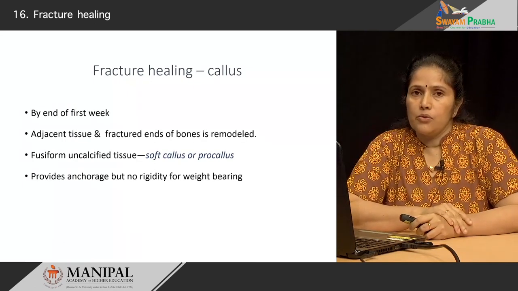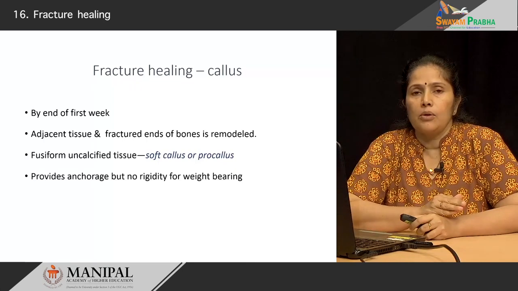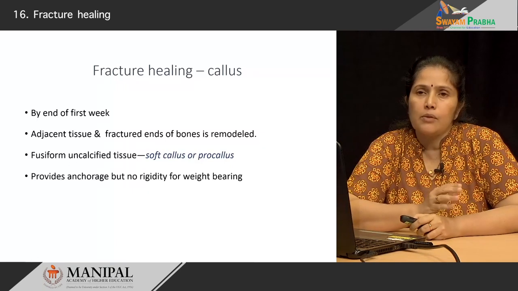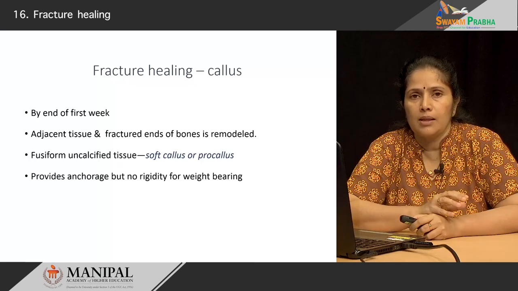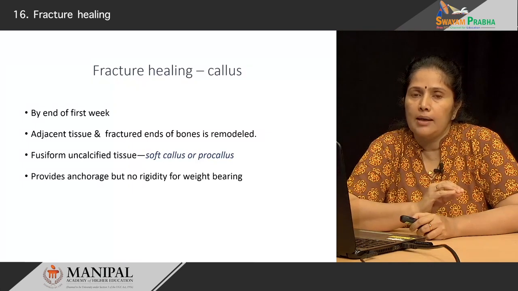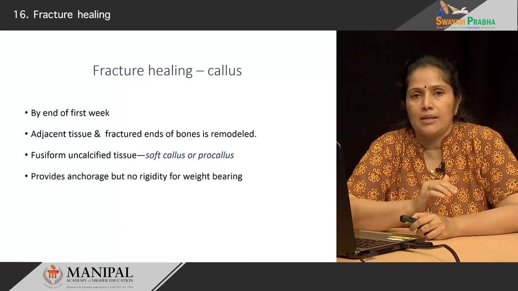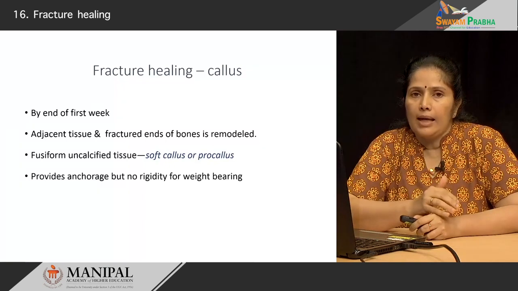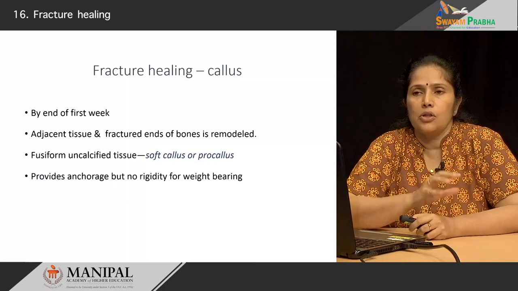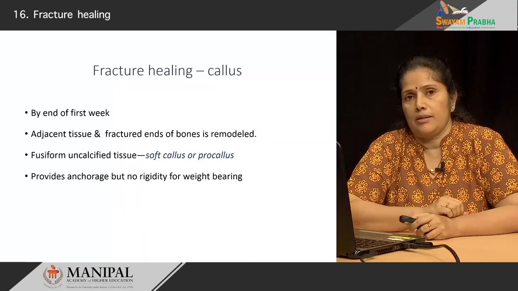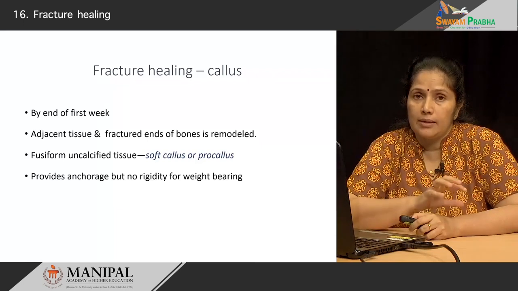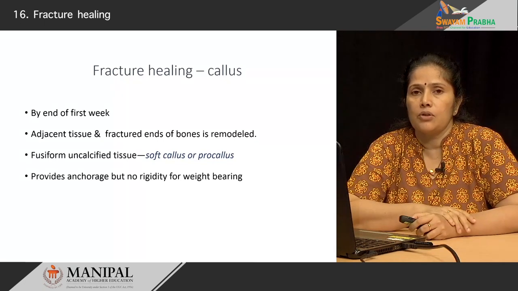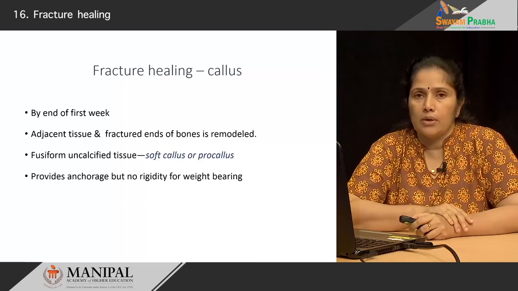We looked at the first two phases, that is formation of hematoma followed by the phase of inflammation. The next phase is the formation of callus, and this callus is initially very soft. By the end of the first week, a good amount of callus is formed. If you look at the surrounding tissues as well as the fractured ends of the bone, these zones are getting remodeled and a fusiform shaped uncalcified tissue is laid down at the fractured site, which means the zone of fracture will be replaced by an uncalcified soft tissue, and this is what is known as the soft callus or the procallus.